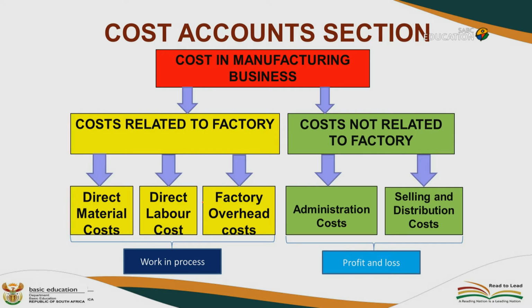When you go to the green slides, those costs are not related to the factory. Those are your administration costs as well as your selling and distribution. So we will dwell much on the two so that at least you understand the abridged income statement.